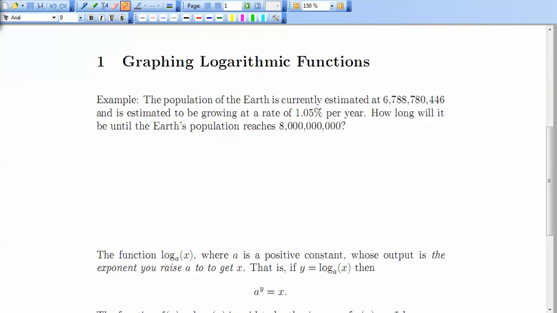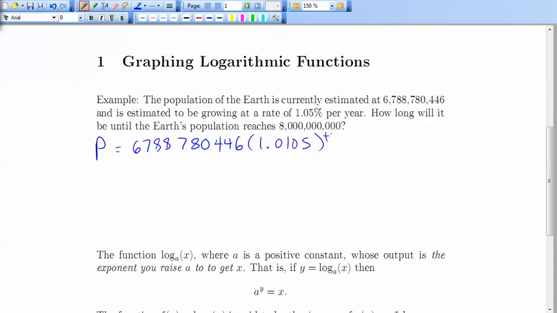So let's start with a basic idea about the Earth's population. Let's say it's estimated at about 6.8 billion right now. We could create a nice little function if we know the growth rate is 1.05% per year, and we could write down that the population would be that initial amount times 1 plus the growth rate, written as a decimal number of course, to the exponent t, where t is the time in years.